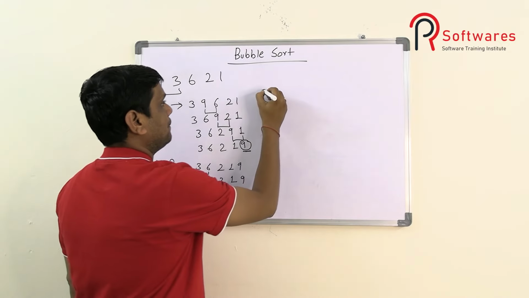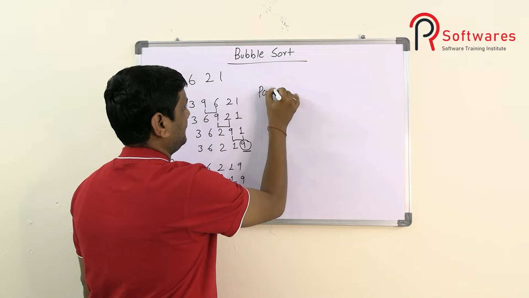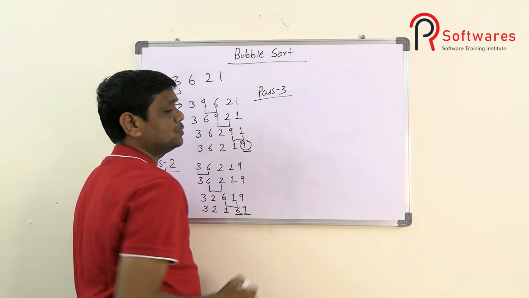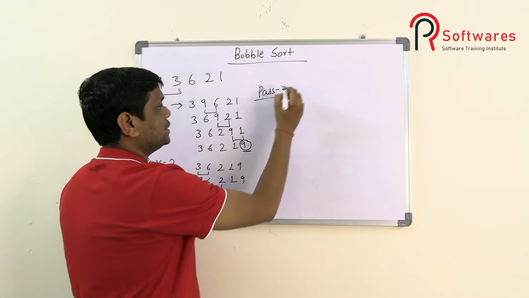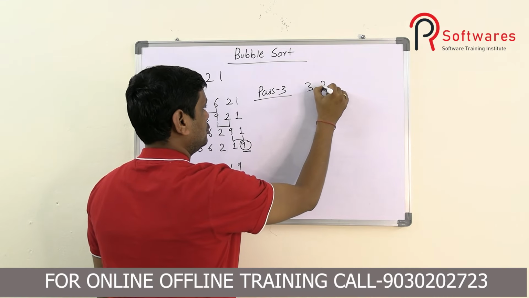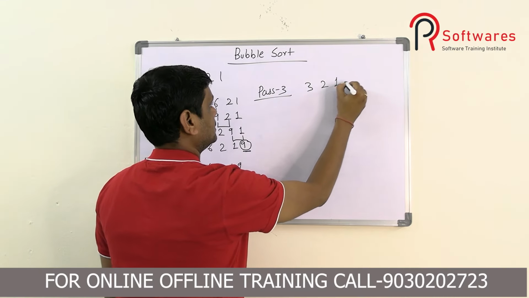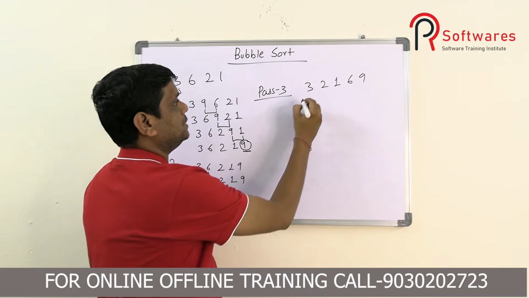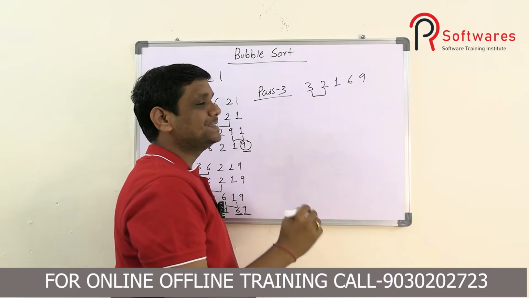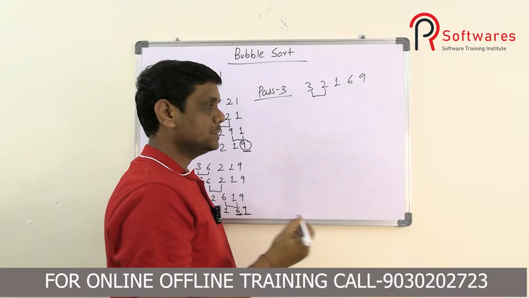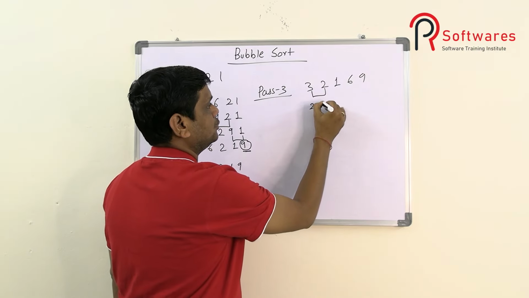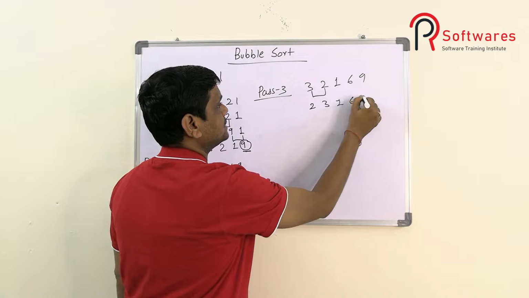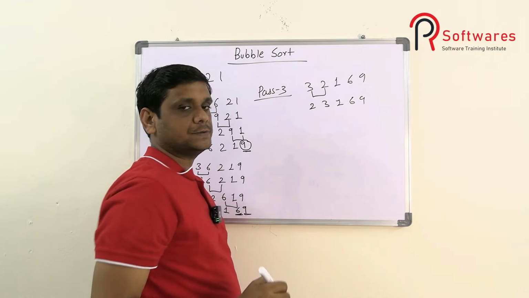Now let us go with pass 3. In pass 3 you write 3, 2, 1, 6, 9. Now let us start with the first two values, 3 with 2. 3 is greater than 2. Yes, condition true. Then swap the values: 2, 3, 1, 6, 9. These two values are done.